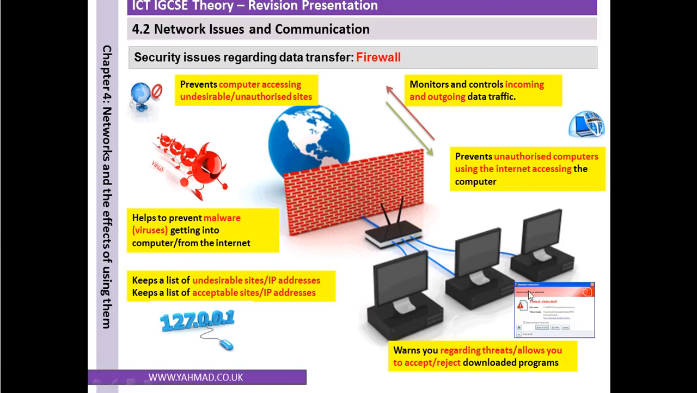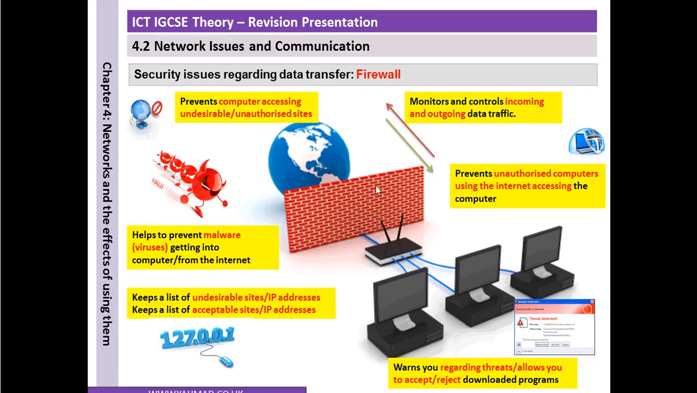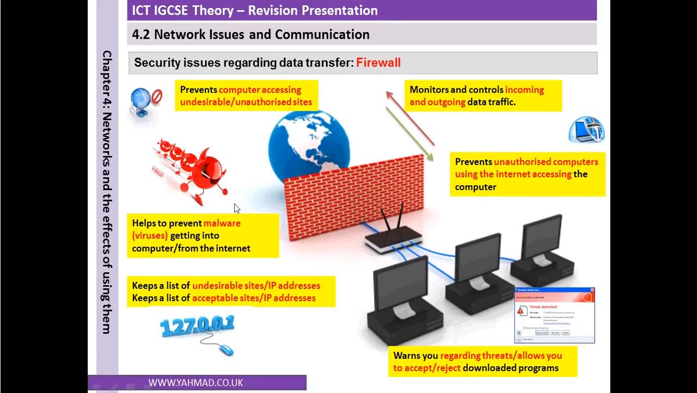So you may receive an error message which stops you from continuing on with a particular website or downloading a particular application. It keeps a list of undesirable sites or IP addresses, keeps a list of acceptable sites or IP addresses, and helps to prevent malware or viruses getting into your computer from the network. So it will provide a barrier to prevent these threats from attacking your computer.